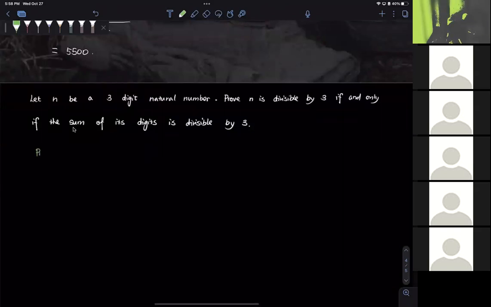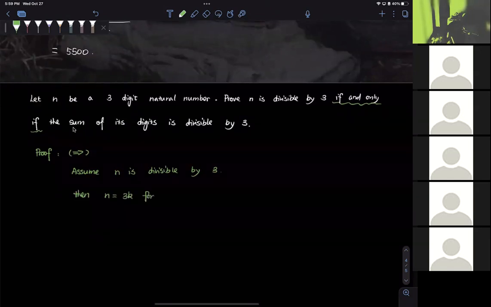So let's prove this. To prove an if-and-only-if statement, you need to prove both directions. So you need to prove this direction and also the backward direction. So let's prove the first direction first. Let's assume n is divisible by 3. Then we can write it as 3k for some k, and this is a natural number, so we want k to be a natural number as well.